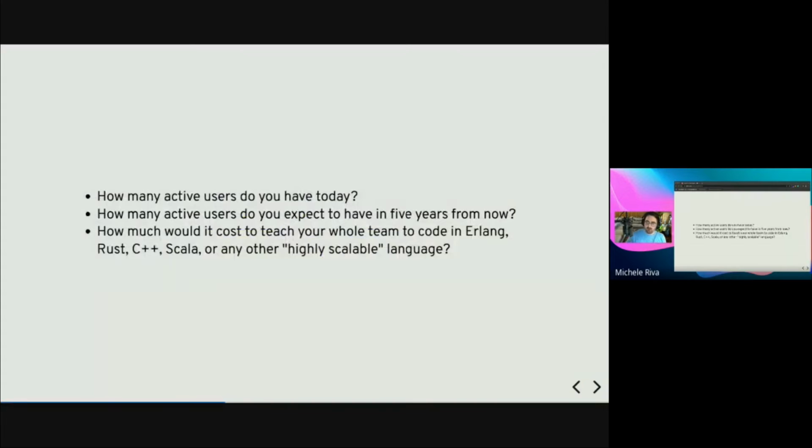So how many active users do we have today? That's the first question we should ask ourselves when building something. How many active users do you expect to have in 5 years from now? How much would it cost to teach your whole team to code in Erlang, Rust, C++, Scala, or any other highly scalable language?